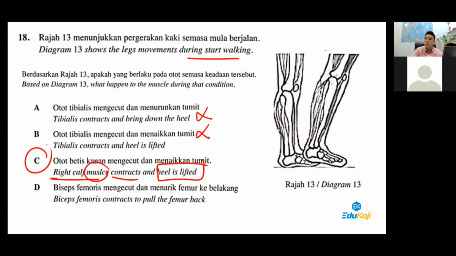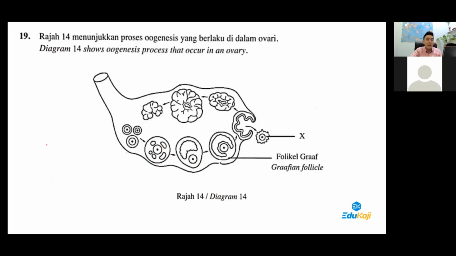For this question, if you are not too familiar, guys, you have to refer back to your textbook or reference book. Because in the whole chapter 14, we deal with a lot of contract and relax. For example, when you bend your arm, your bicep contracts, tricep relaxes. When you straighten your arm, then your bicep relaxes, tricep contracts. Don't just read the words, guys. Refer to the diagram. Okay, 18 C.